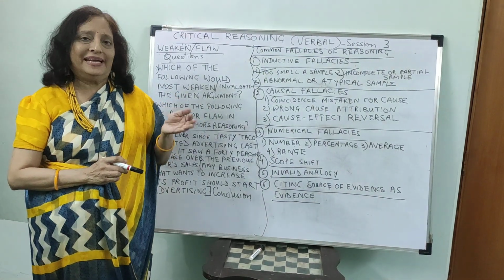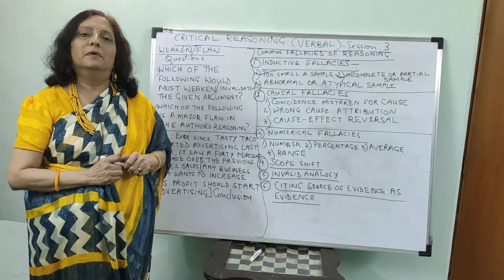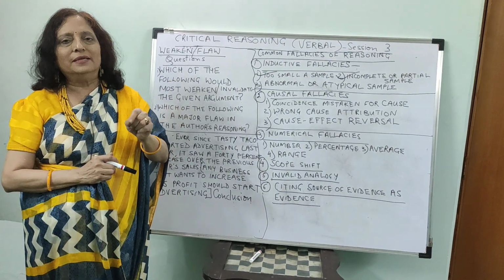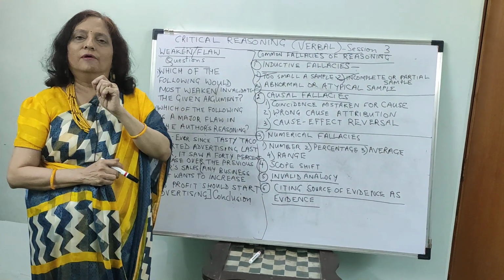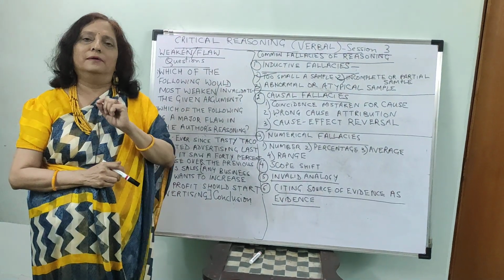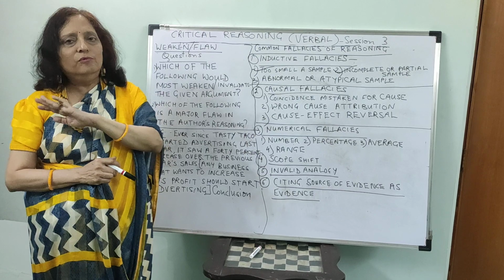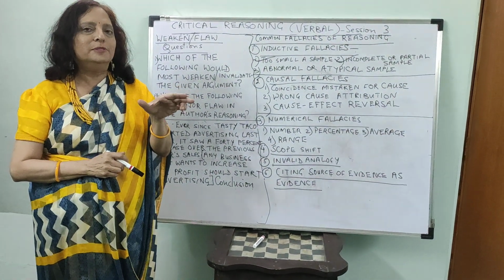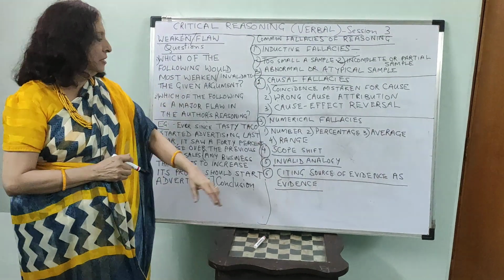Suppose for class A it starts at 80%, it will go up to 90%. The same range of 10% could start at 30% for standard B, 10B, and move on to 40%. So are the numbers the same? No. Only the difference between the lowest and the highest is the same. So these are numerical fallacies.